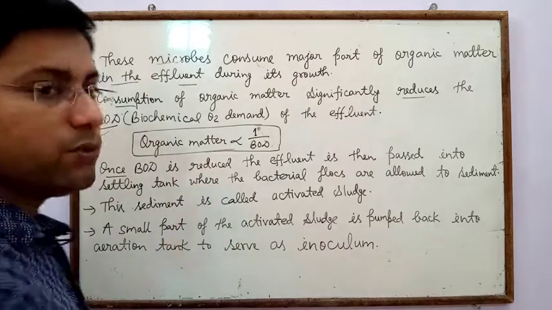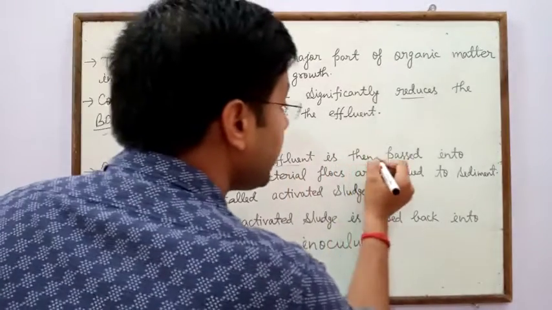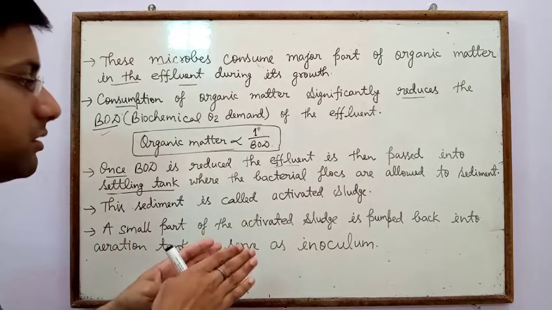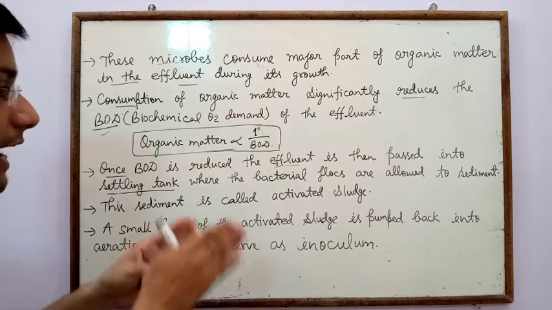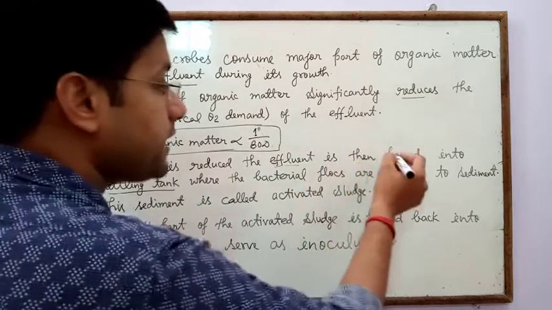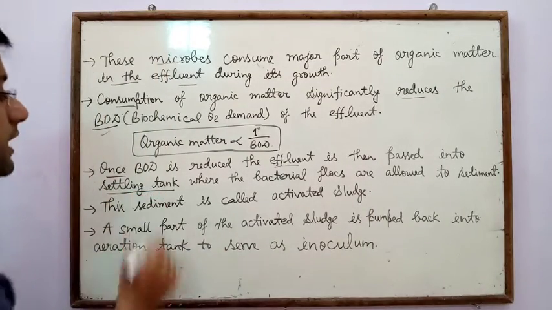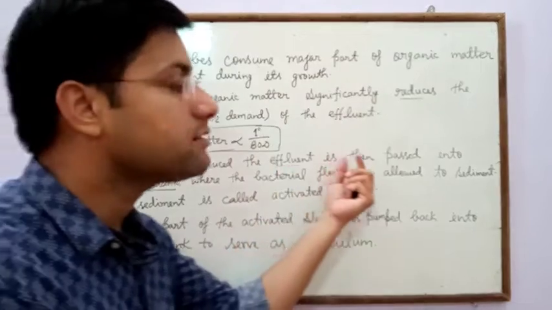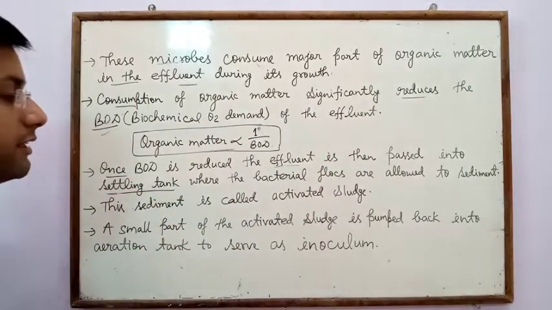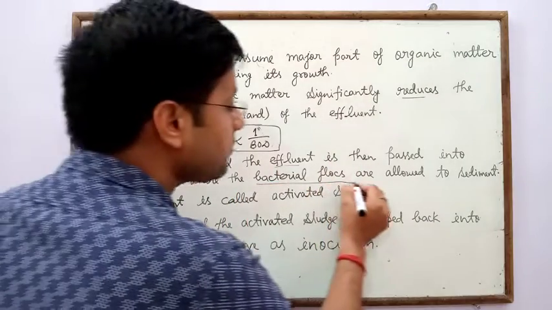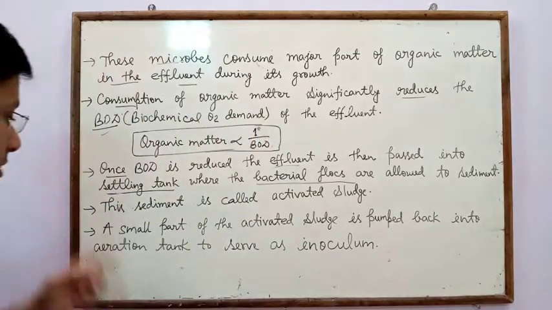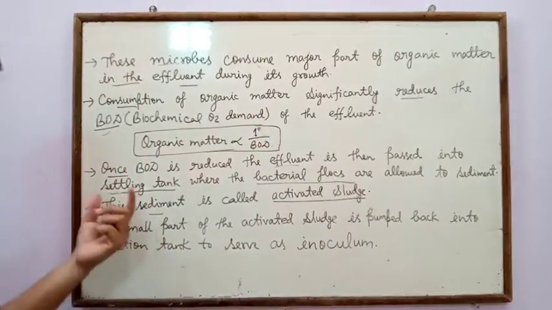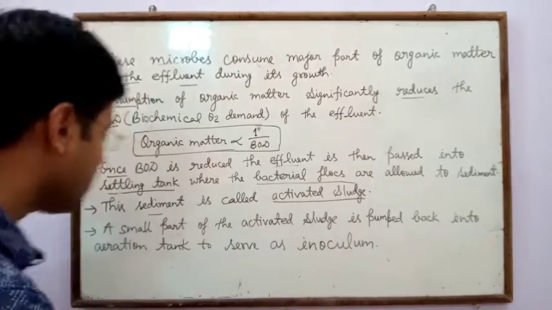Once BOD is reduced, the effluent is then passed into a settling tank, where the bacterial flocs are allowed to sediment. This sediment is called activated sludge.